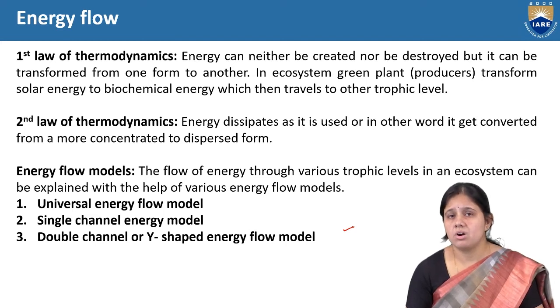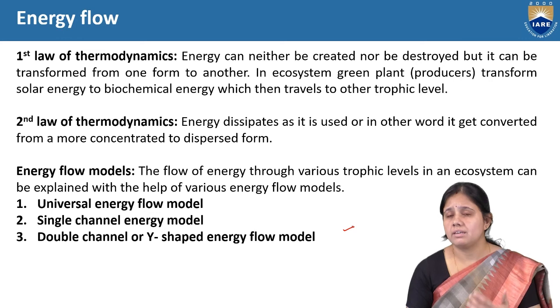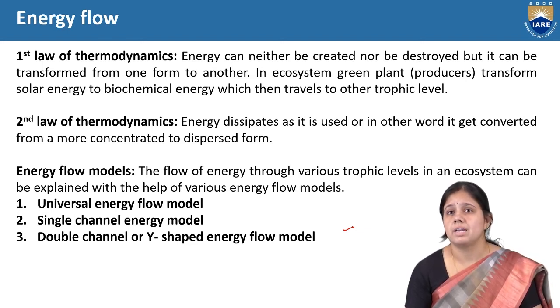So the first law of thermodynamics is followed in an ecosystem: green plants transform solar energy to biochemical energy, which then travels to the other trophic level. Energy can neither be created nor destroyed; it can only transform from one form to another. That is the role green plants play in an ecosystem, making solar energy available as biochemical energy, which then travels to other trophic levels.